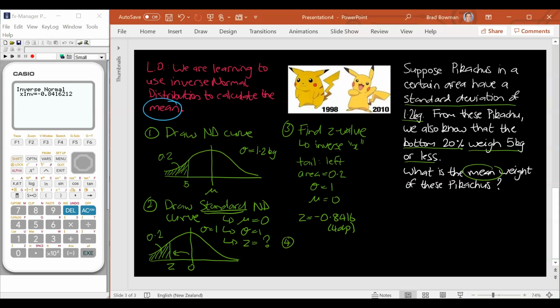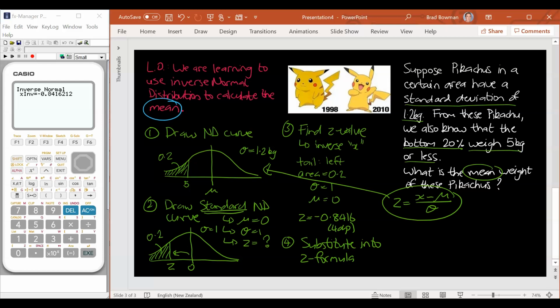Okay, part number 4, this is when we're going to substitute into our Z equation. So substitute into Z formula. And I'm going to carry on my working over here. So our equation, Z is going to be equal to X minus mu divided by the standard deviation. And the first thing I want to note, this here relates to your original graph and the Z value that you've calculated. It does not relate to the information on your standard normal distribution curve. So that's the big thing. Make sure you're subbing in the right information.